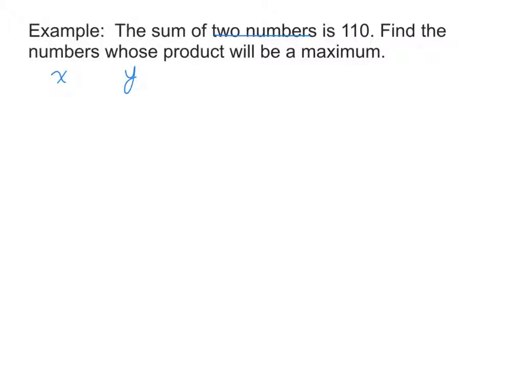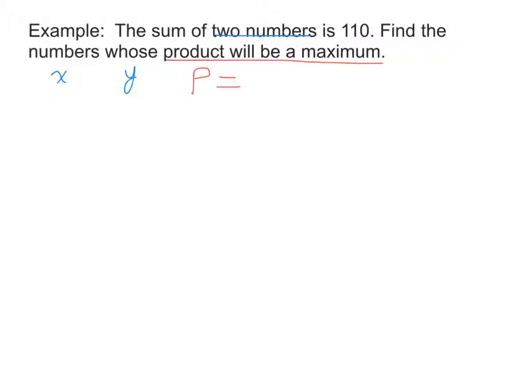Now, first of all, we've got to find what we're trying to optimize. Since this tells us we want our product to be a maximum, this is where our primary equation is going to come from. I can call this whatever I want, maybe P for product.